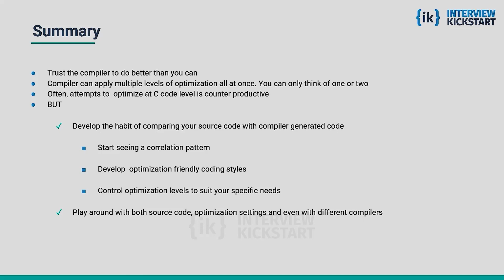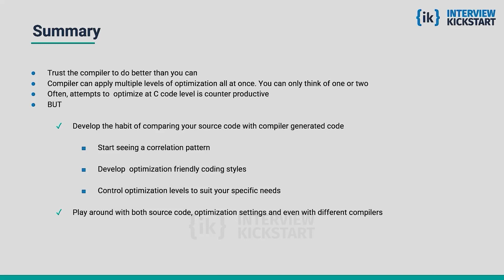We also saw that sometimes when we write code apparently to optimize at the source code level, it may be counterproductive to the compiler optimization. This is typically the case with post-increment operations in general and inside loop termination conditions in particular. Having said that, it's still important that we check the compiler-generated code to see what transformations it has gone through and understand its logic. This serves two purposes. One, we can start seeing a pattern of correlation between our source code and its transformed version and develop the habit of coding to aid the compiler optimization.